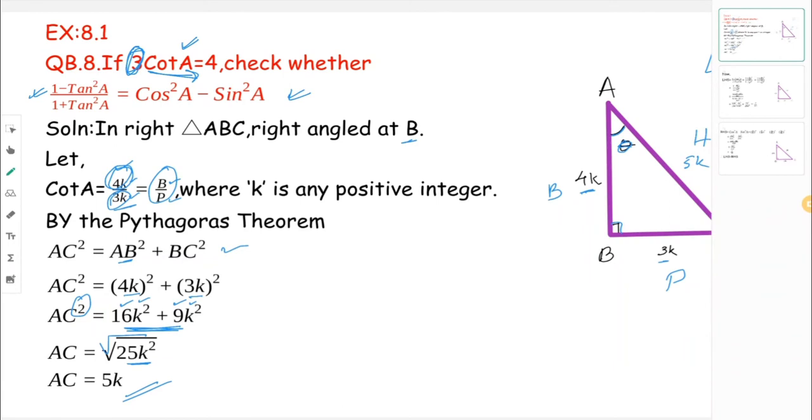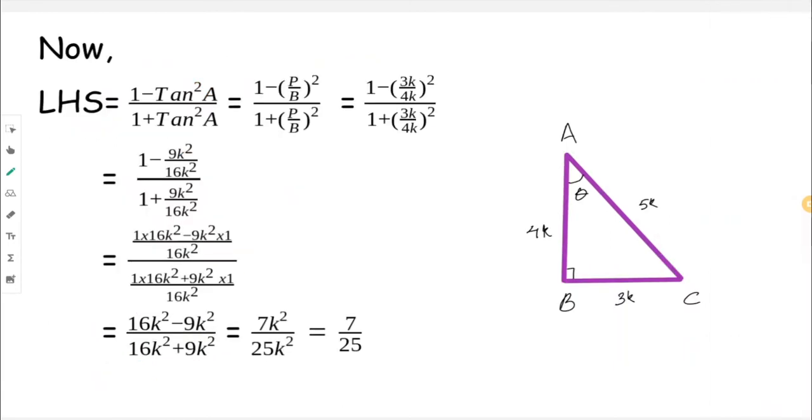Now that we have all the sides, let's first check the left hand side. The left hand side they have given us is (1 minus tan square A) by (1 plus tan square A). Let's see what we get. So remember, this is our hypotenuse, this is our perpendicular, and AB is our base. So what are the two sides for tan? Perpendicular by base. So perpendicular is how much? Perpendicular is 3k, so I've written 3k. Base is 4k, so I've written 4k.